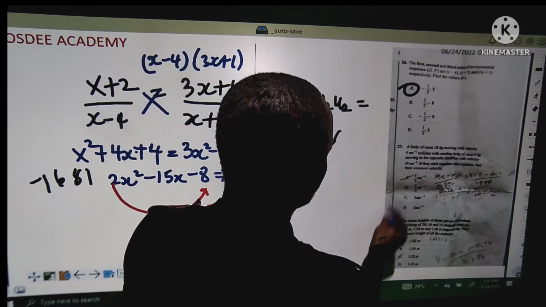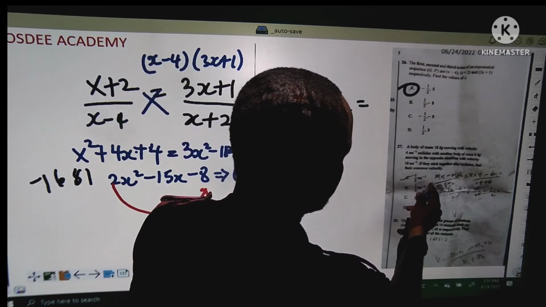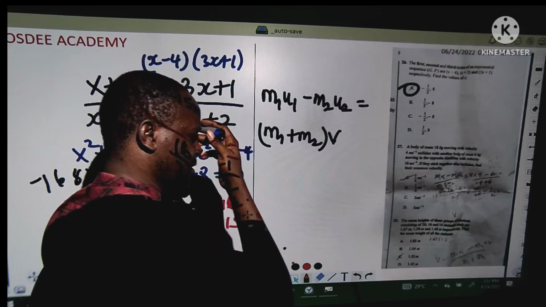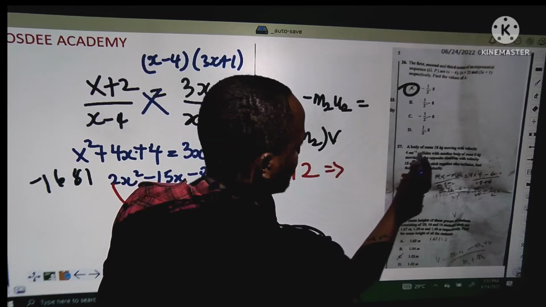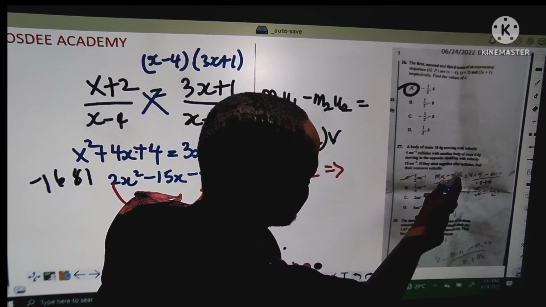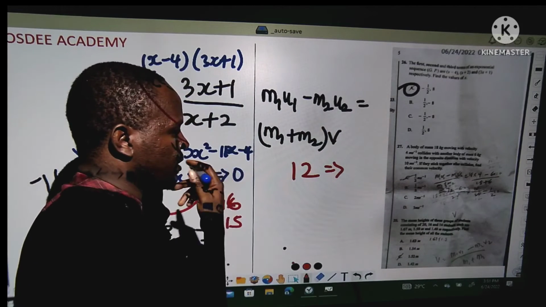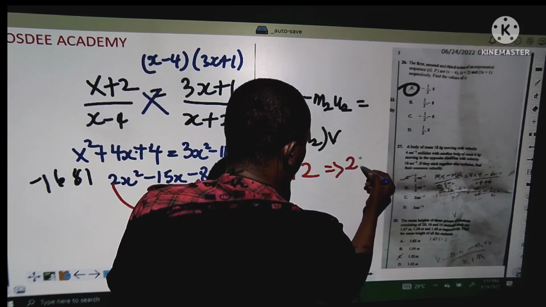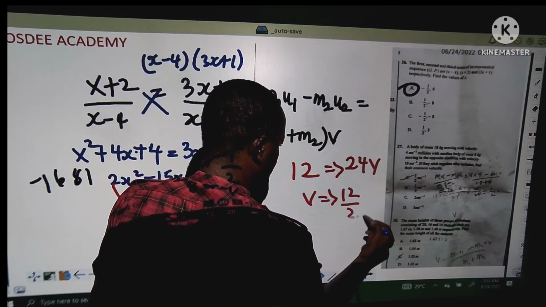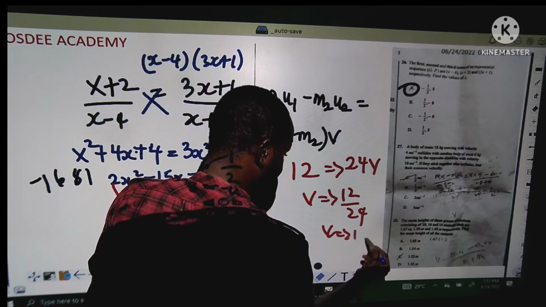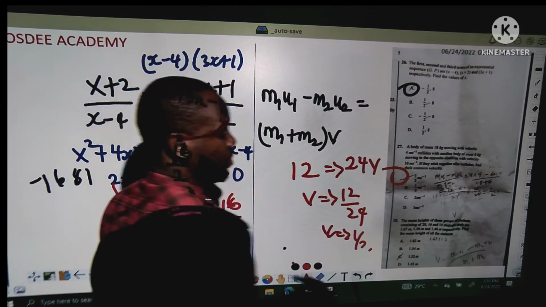18 times 4, 72. I'm using M1 U1. 18 times 4 is 72, minus 10 times 6 is 60. 72 minus 60 is 12. So 12 is equal to 18 plus 6 kg. What is 18 plus 6? 24 V. So from here, V is equal to 12 over 24. So V is equal to 1 over 2. This is the way I'm supposed to be moving.